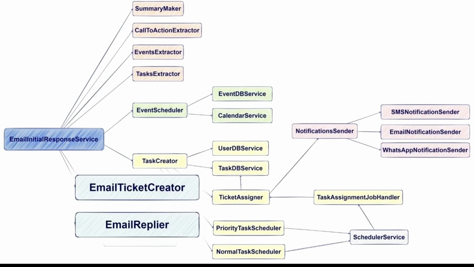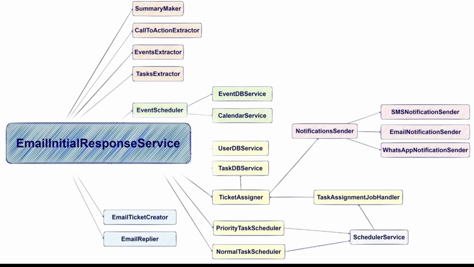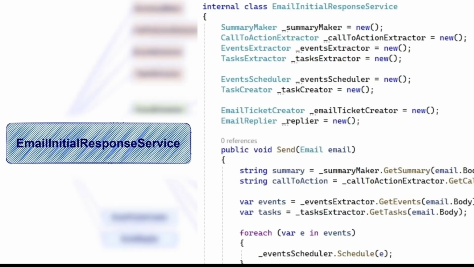Then we have the email ticket creator class, which creates the email ticket with all the information. And then we have this email replier class, which sends an acknowledgement reply to the customer. Finally, we have an email initial response service, which ultimately uses all these components. This class is composed of summary maker, call to action extractor, events extractor, task extractor, event scheduler, task creator, email ticket creator, and email replier. Then all these classes are further composed of their subcomponents. Let's code.